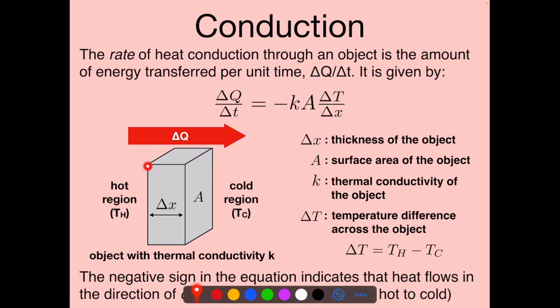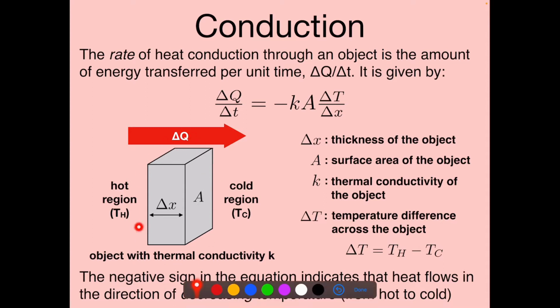So this is our object that's conducting the heat. The heat is flowing through this object, in other words. And on one side of the object, we have a high temperature region where the temperature is TH. And on the other side, the temperature is lower. Let's call this TC. So we have the hot temperature and the cold temperature on either side of the object.